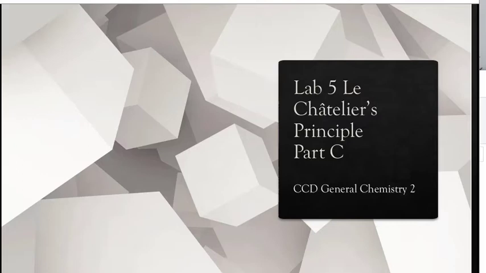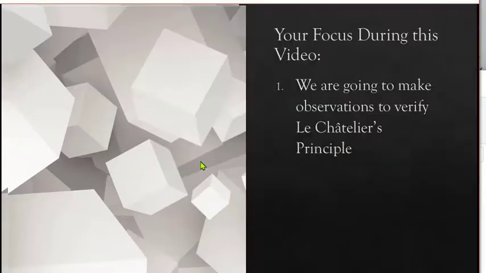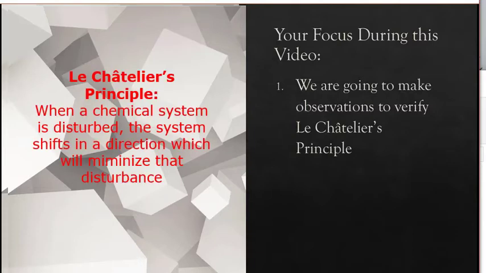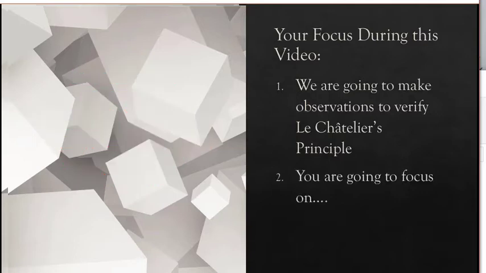Okay, in this last part, part C, which is in your lab book, lab 5, page 8, what we're going to look at is kind of the same principle. What we want you to do is focus on using Le Chatelier's principle. So again, whenever you stress something that's already at equilibrium, it's going to shift to remove that stress and achieve a new equilibrium where that stress has been minimized or somehow absorbed by the system.